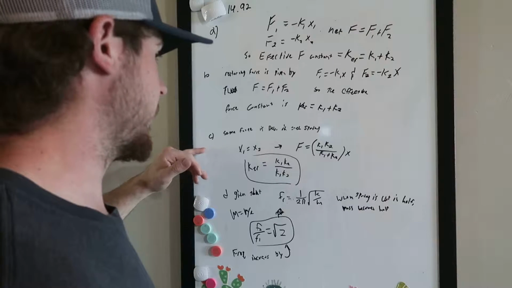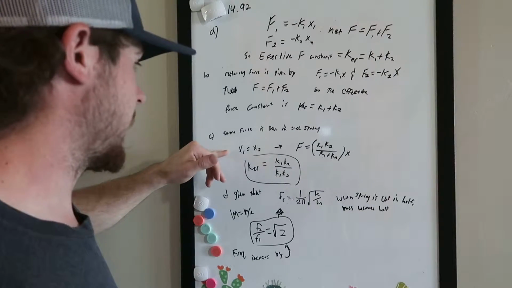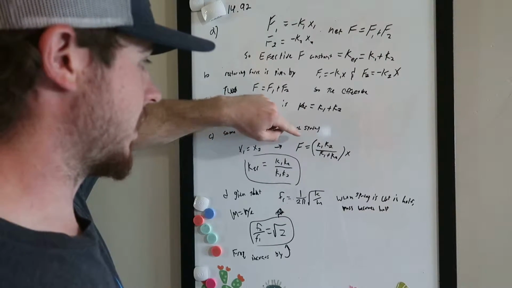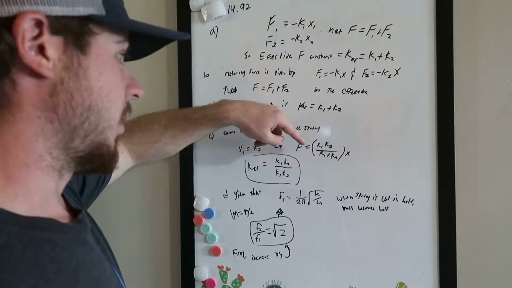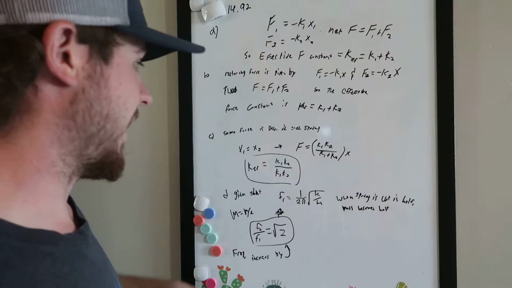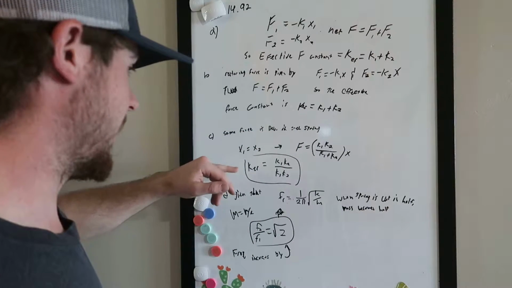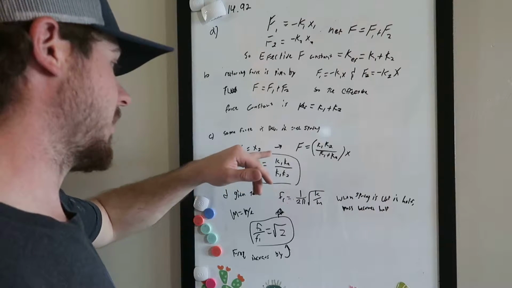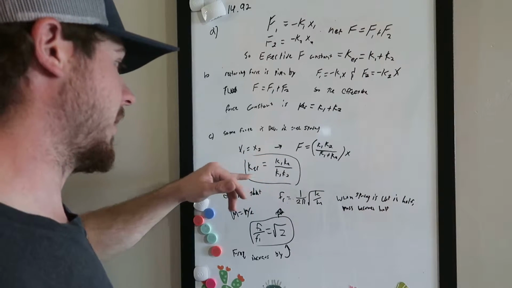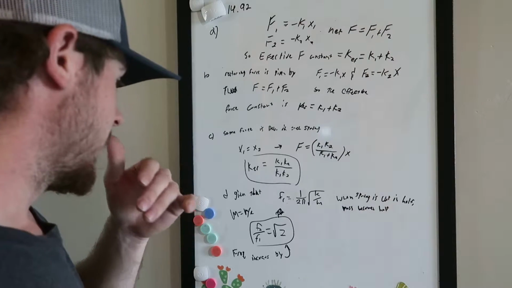For C, the same force is developed in each spring, and so X1 is equal to X2, and so we have this equation here. The force is equal to K1 multiplied by K2 over K1 plus K2 multiplied by X, and so we get this equation: K1 multiplied by K2 over K1 plus K2.